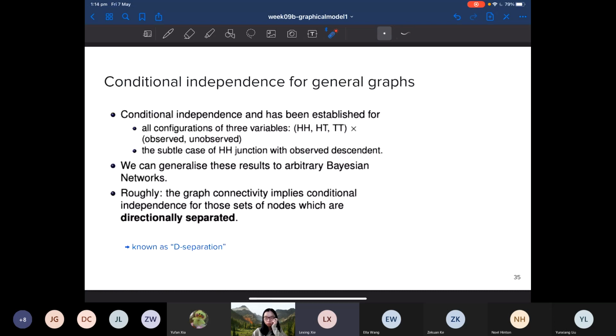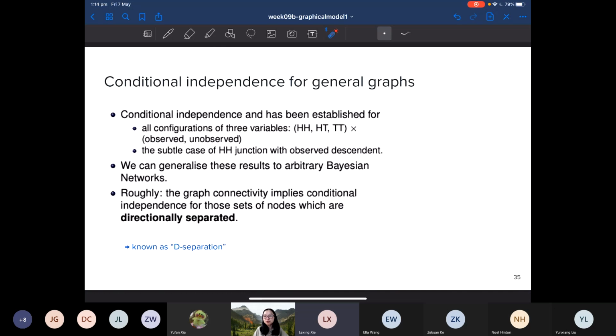So what have we done? We claim that we have examined all the relevant patterns for conditional independence. What we did is we examined configurations of 3 variables, where the directions of the arrows are head-tail, tail-tail, and head-head, and the variable being observed or unobserved. We spent a bit more time on the head-head junction and the phenomenon of explaining away.